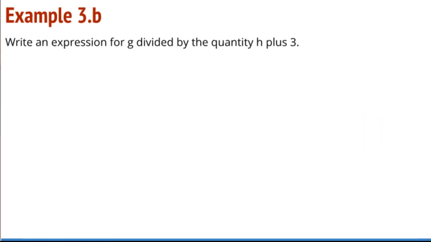All right, so now we can start to stretch ourselves, work with things a little bit more complex. We're going to write an expression for g divided by the quantity h plus 3. Now we need to read this carefully. We need to think about what is going on here. We need to think about what is supposed to happen first. Well, it says g divided by. So in my head, I'm thinking to myself, g must be the dividend. And I am thinking the rest of this must be the divisor.